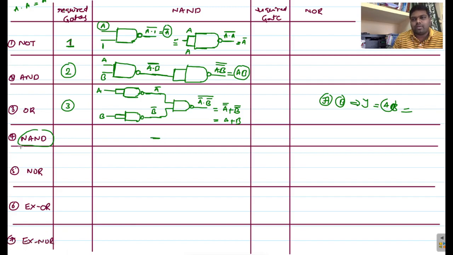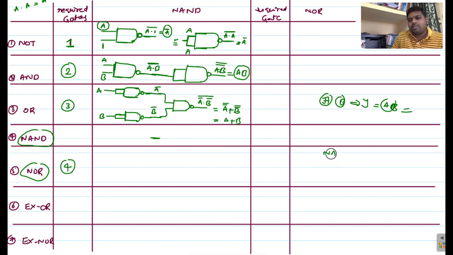Why? Because NAND only, right? So to implement this NOR logic, we require NAND gates. So here we have NOR logic, and this NOR logic can also be implemented with NAND. How many NAND gates are required to implement this NOR logic? We require 4 NAND gates.